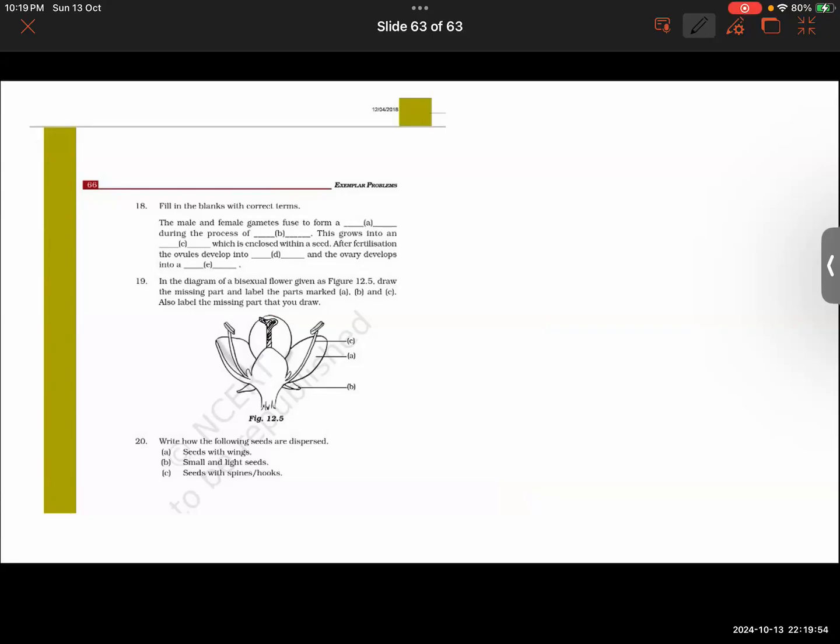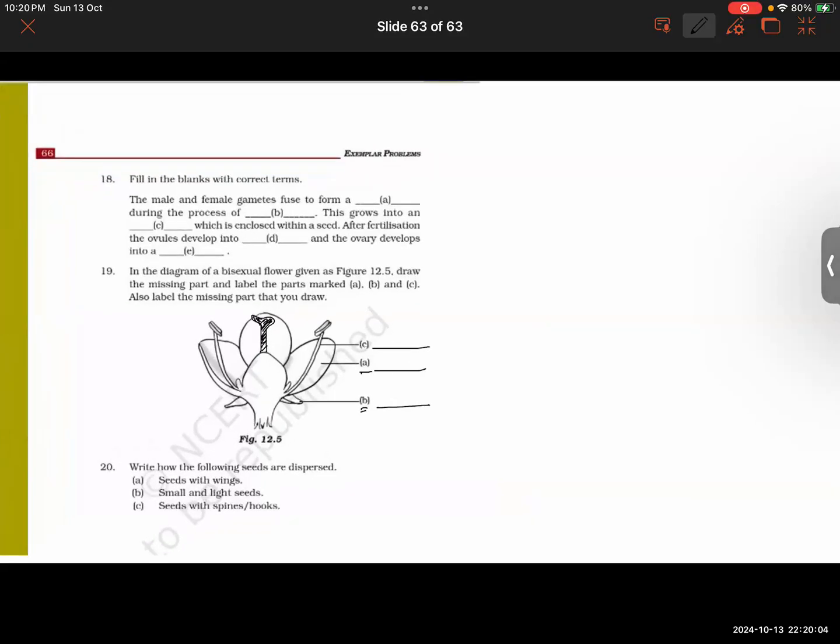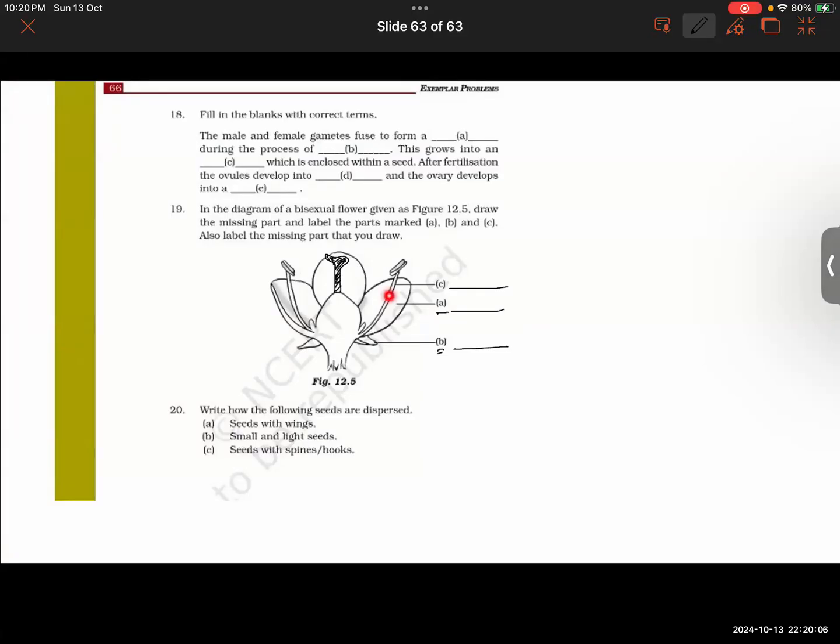What is option number A? Sir, is it pointing to the line or the petal or something? It is pointing to this structure here, this leaf-like structure. So that is petal. That is petal.